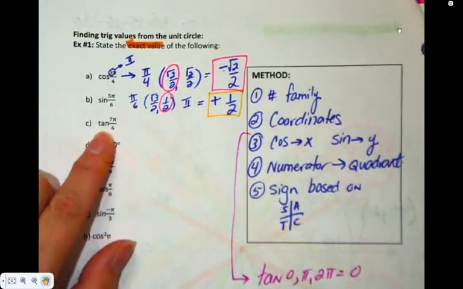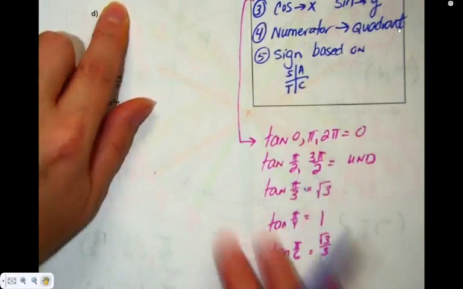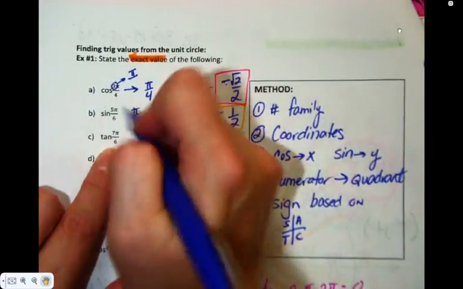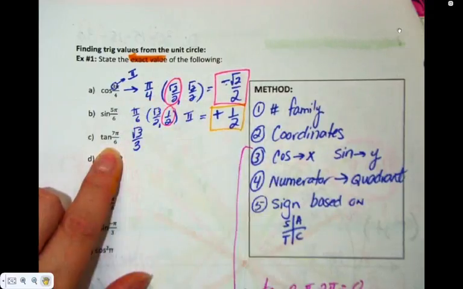So I don't look at the tan, I don't look at the 7, all I look at is the family first, pi on 6. Then because it's tan, I don't need to think of the coordinates, I just need to pull up the pi on 6 family. What's the tan value for the pi on 6 family? Root 3 on 3. 7 pi on 6 is a quadrant reference.